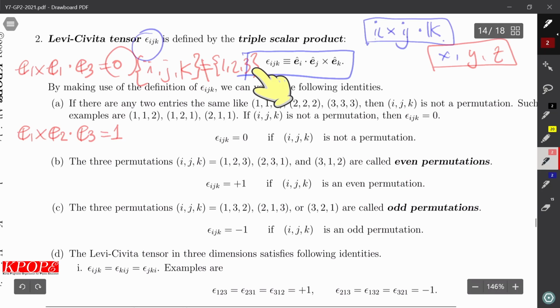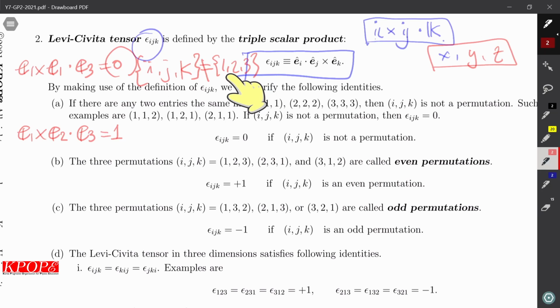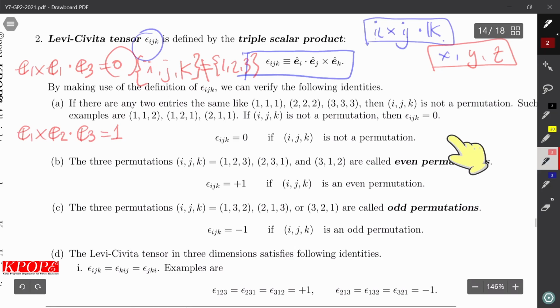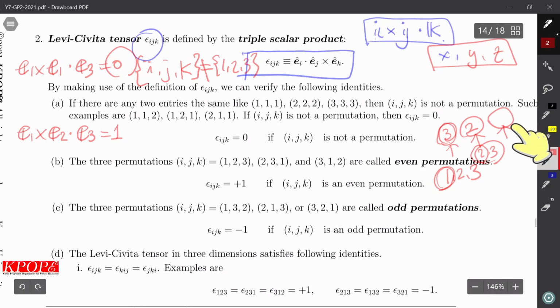It is non-vanishing only if the three elements are different. That means they construct a permutation. There are 6 permutations. We list the 3 different numbers in a row. I have 3 cases, so you can put 1, 2, or 3. Once you choose one element, for example 1, then you can put the number 2 or 3. So you have only two choices left. You have made use of two numbers. At the end, you have only a single choice. Therefore, this is 3 factorial.